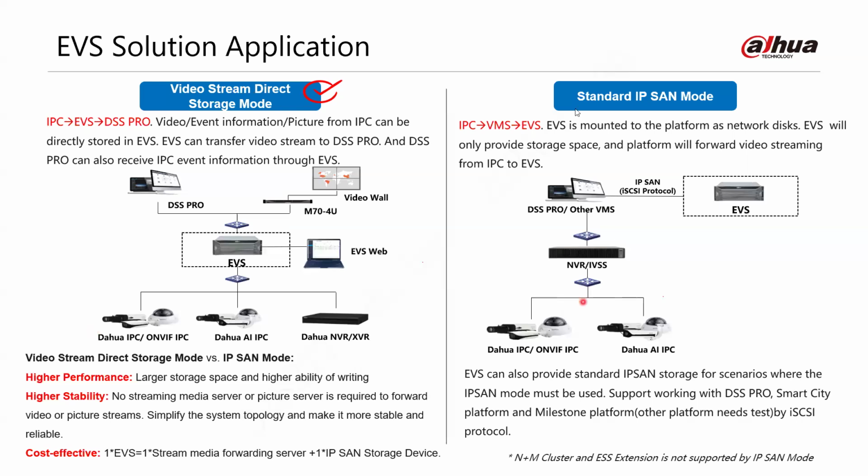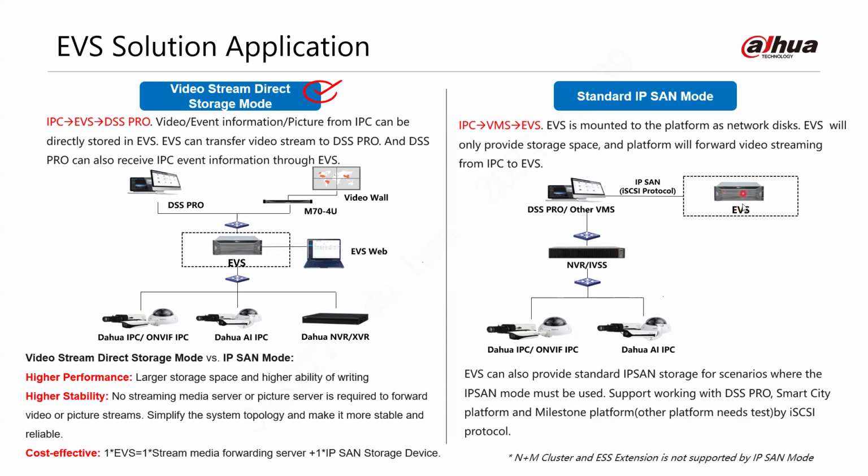So the second solution, that is the standard IP storage area network. All the cameras are basically going to be connected through the video management system, or the VMS. And then again, through the iSCSI protocol, the data can now be pushed to the backup storage. So EVS is mounted to the platform as a network disk. This is more or less like a NAS drive, whereby you have the network attached storage.